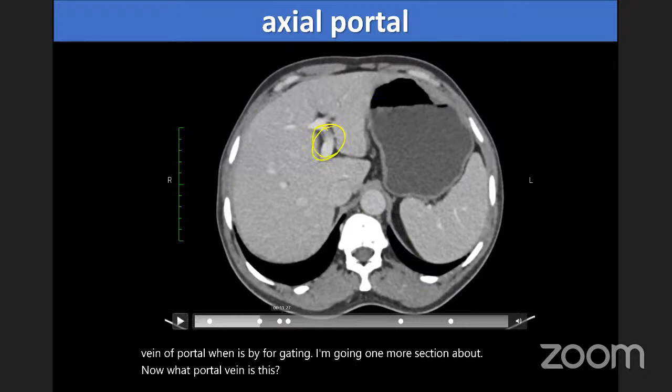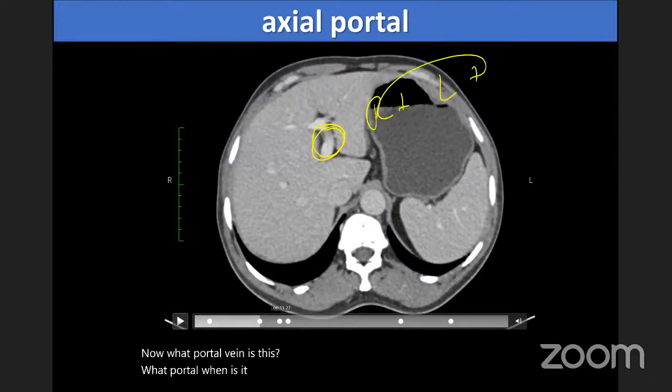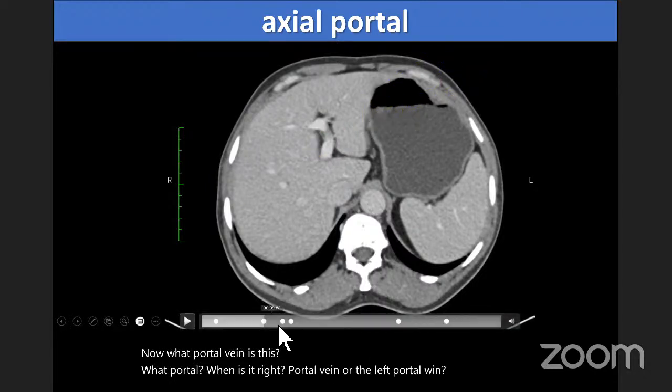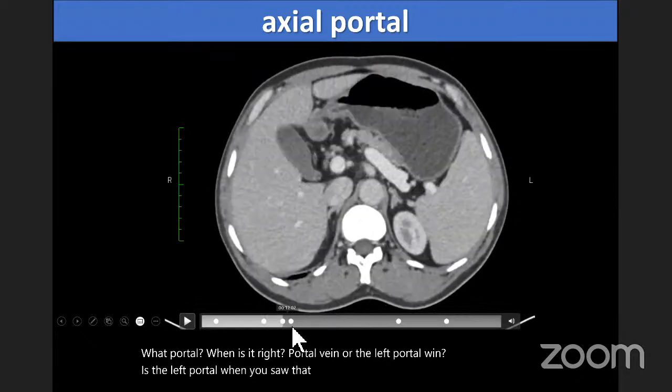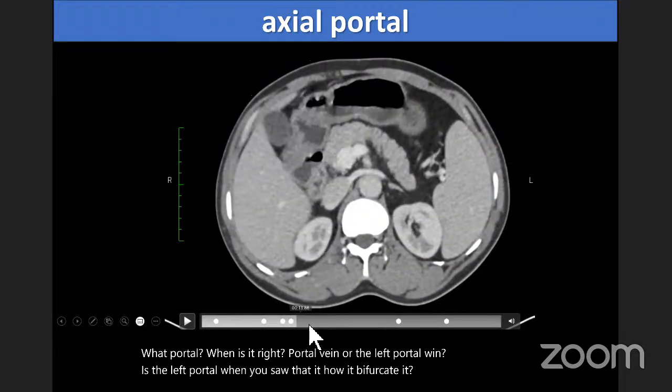What portal vein is this? Is it the right portal vein or the left portal vein? It's a left portal vein. You saw how it bifurcated. Okay, now from the beginning, I'll show you.